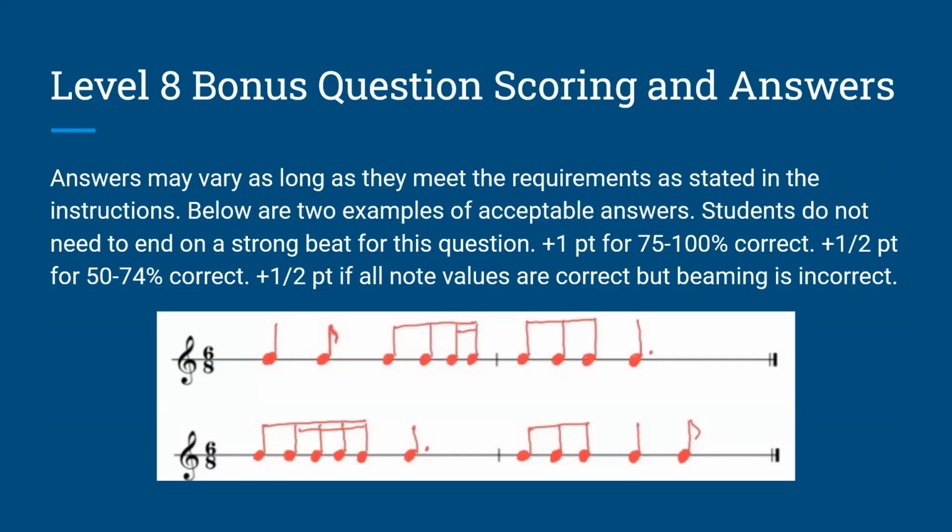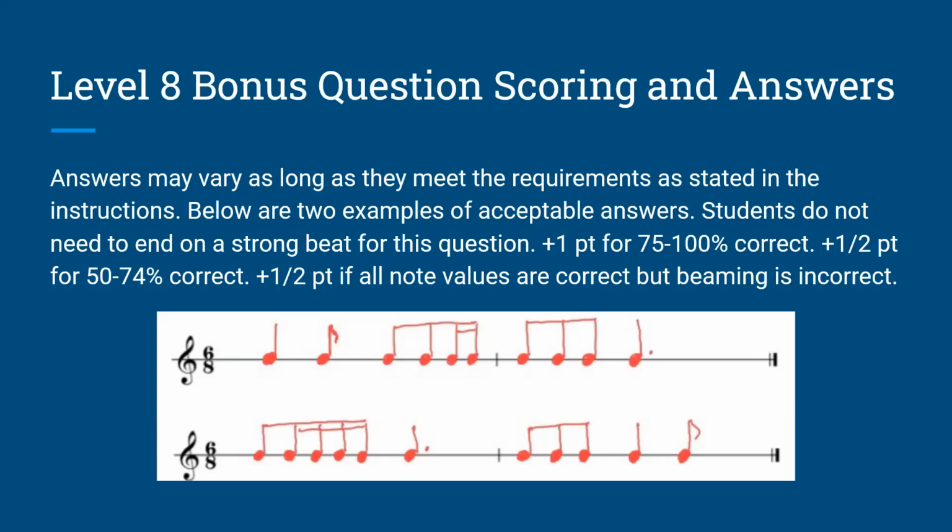Students do not need to end on a strong beat for this question since it's such a short example. The first one does, of course, but the second one does not. They will earn a point for 75 to 100% being correct, half a point for 50 to 74% correct. If they have all the note values correct, but beaming is incorrect, the student will earn half of a point. Any questions on the level 8 bonus?